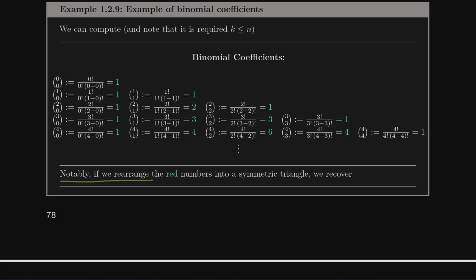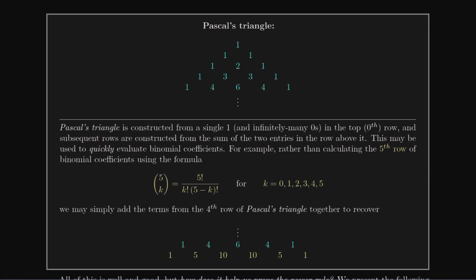I say notably, if we rearrange the red numbers into a symmetric triangle. So what I'm going to do, I'm going to take all these numbers that are vertical and I'm going to kind of bow them out to the left, since I've already got these diagonal ones. So I'm going to make everything symmetric. And what I end up with is the following picture. Here I've got 1, 1, 1, 1, 1. Those are my vertical terms. And then I have 1, 1, 1, 1, 1. Those were the original diagonal terms.